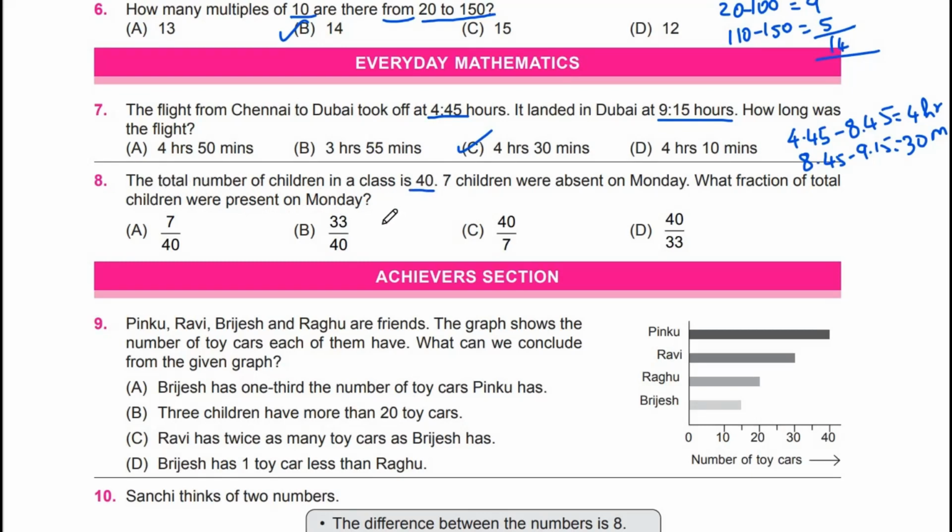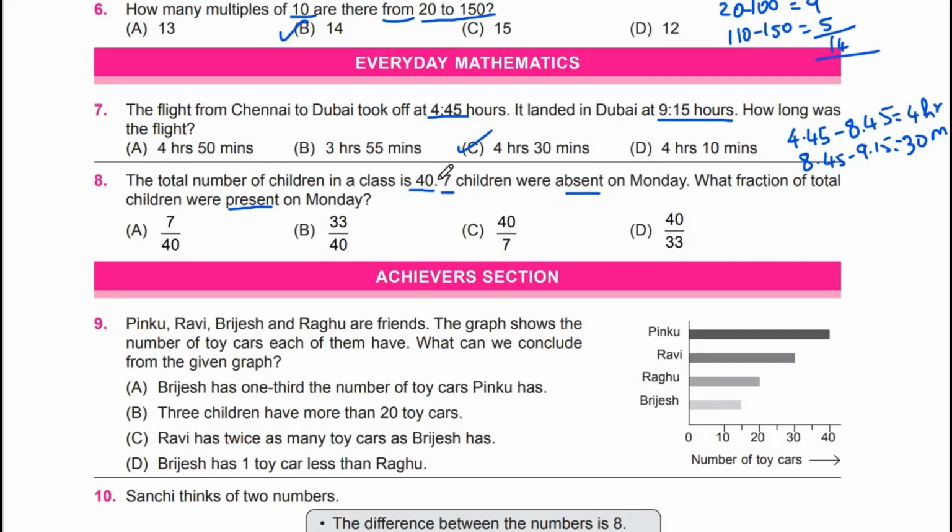There are 40 children in the class. Out of that 40, 7 children were absent. So 7 children didn't turn up for the class that day. What fraction of the total children were present? The question is about the fraction present in the school. They didn't ask you what is the fraction of absent. The question is, what is the fraction of the students present on Monday?